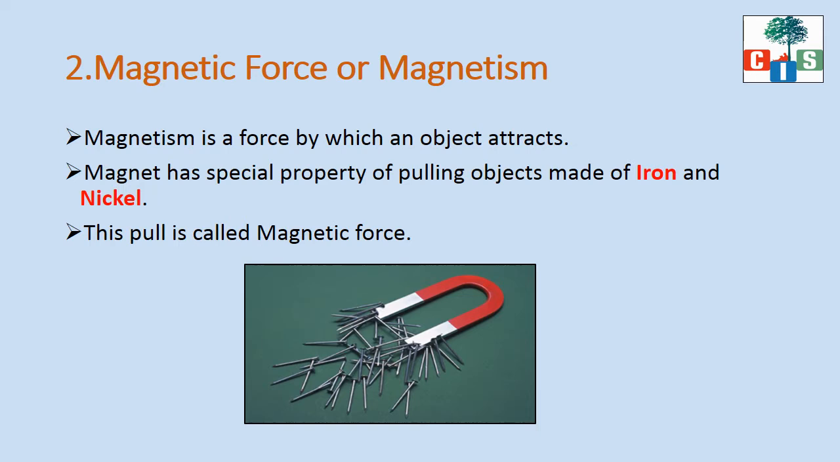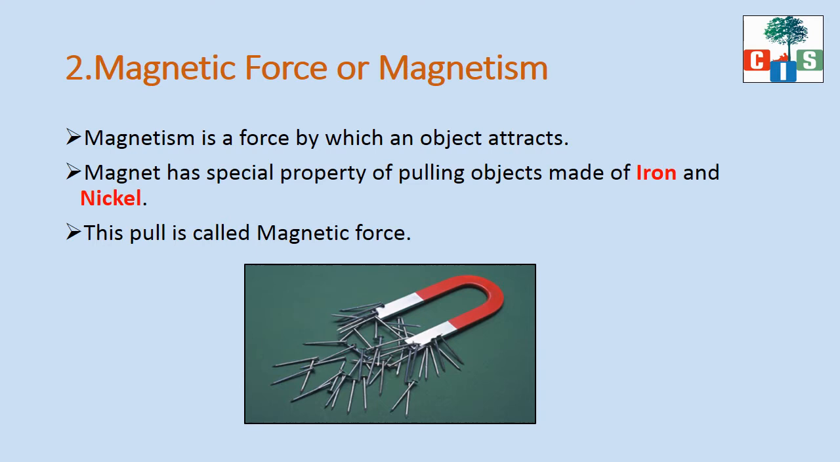Scholars, second is magnetic force or magnetism. Now if we see the word magnetism or magnetic force, it has one word, which is the magnet. Okay, so what does this magnetism mean? When the materials or the objects which are made of iron or nickel are kept near the magnet, the magnet attracts them. So, this special property of pulling objects made of iron and nickel by the magnet is called the magnetic force. So, magnetism is a force by which a magnet attracts the objects.